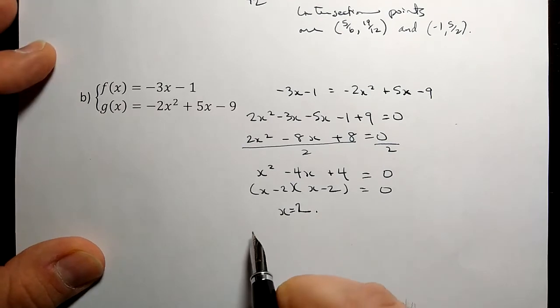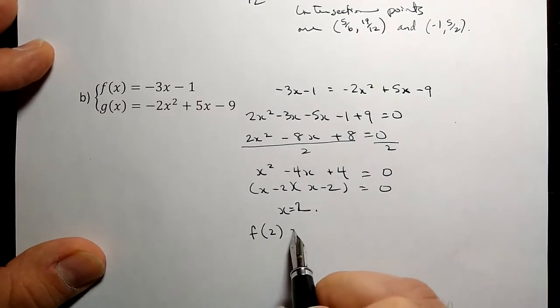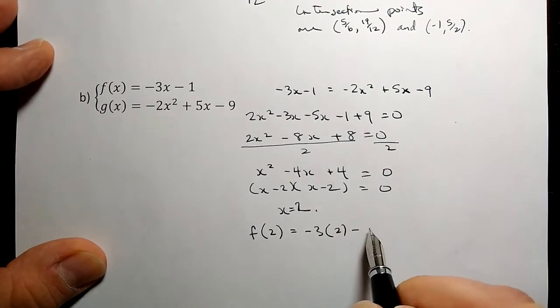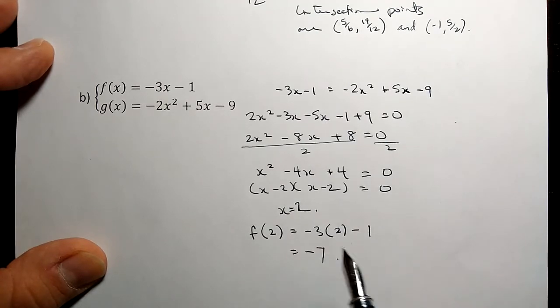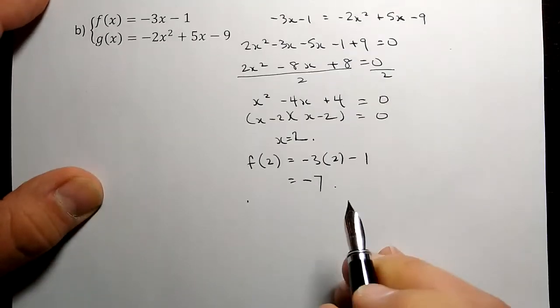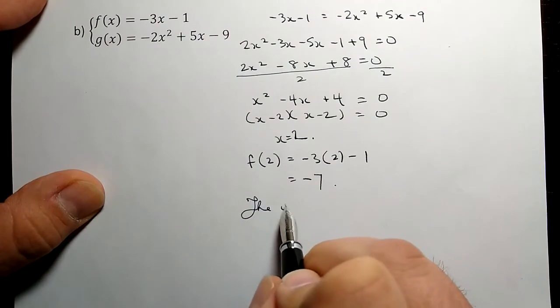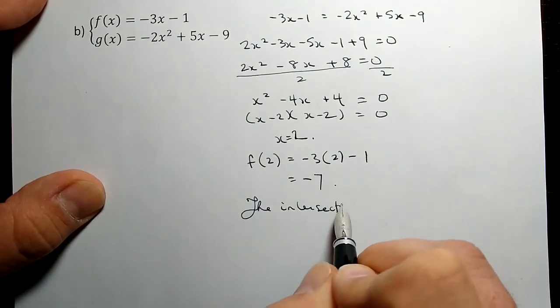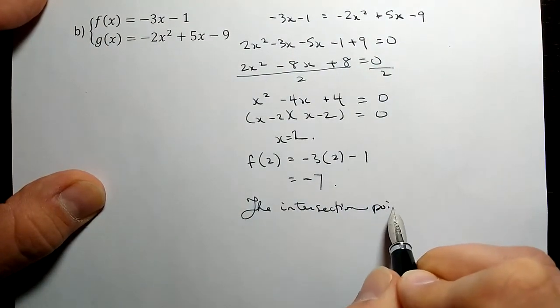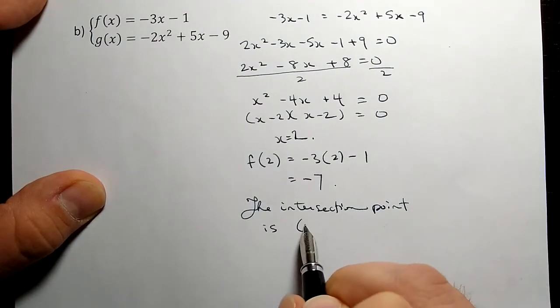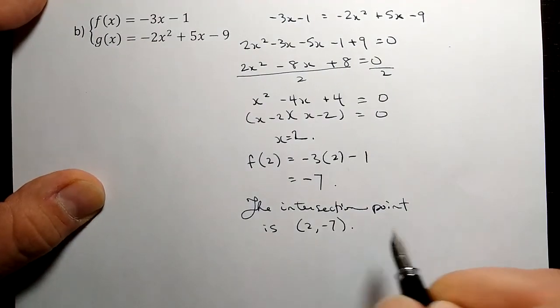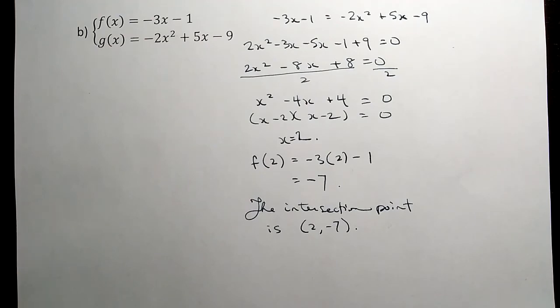I'll use f this time because it's simpler. f at 2 is negative 3 times 2 minus 1, that's negative 7. So the only intersection point is 2, negative 7. Okay, that is the end. If you have any questions at all, please feel free to ask anytime. Thanks.